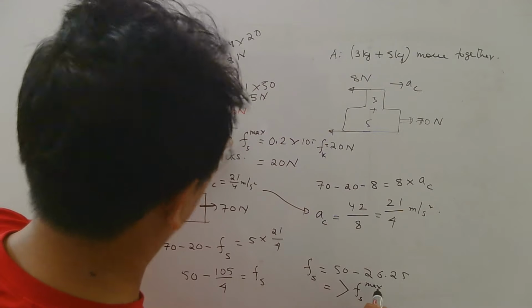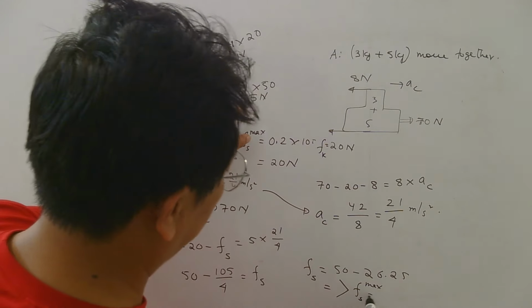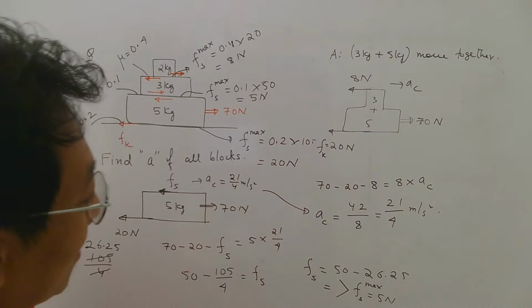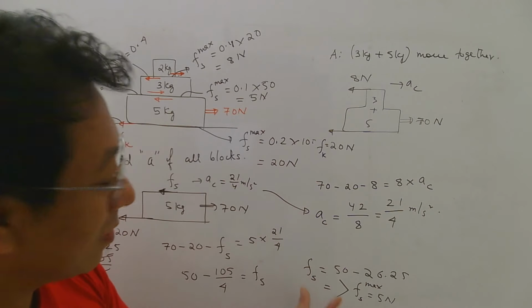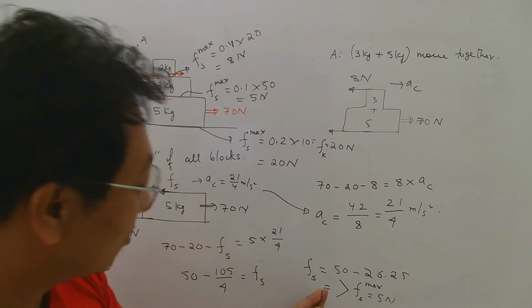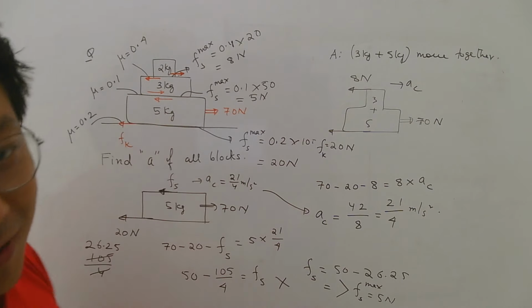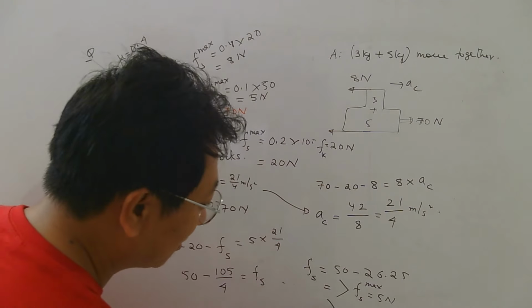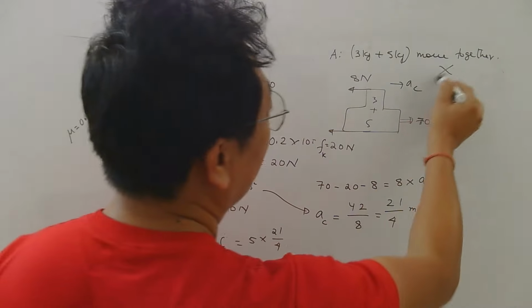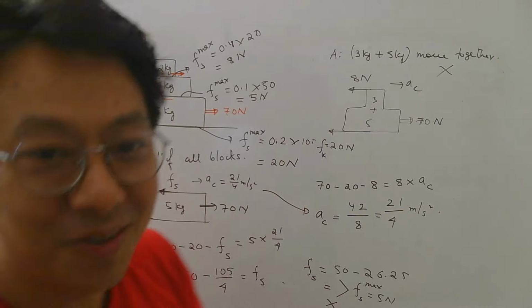Fs max at this surface is how much? 5 Newton. So clearly this difference will be more than 20, 100%. So that is much more than the maximum. So this is not possible, right? This is not possible. Therefore, our assumption is wrong. So that is how we have to do a 3-block system. So let's see the next question now.